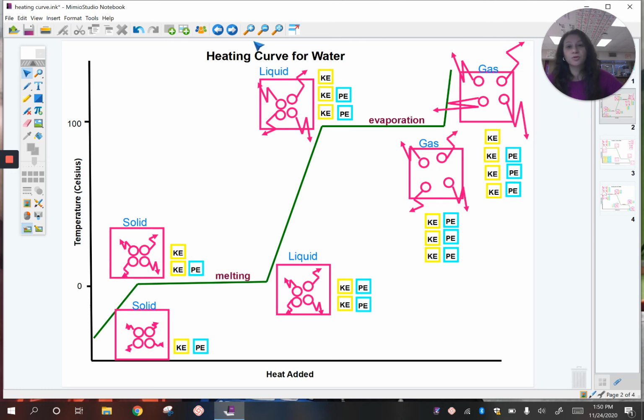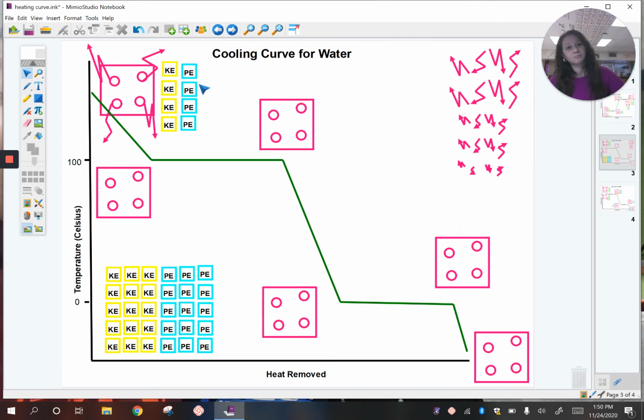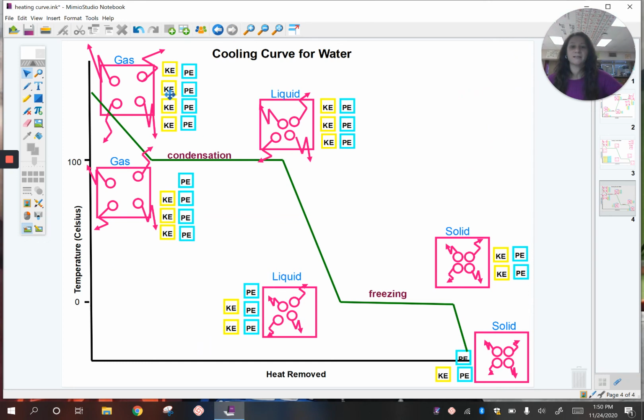I might ask you for each of these points, is it a solid, liquid, or gas, and so on. I could also ask you to do a cooling curve. So a cooling curve would look the same, except backwards. So you'd have very, very hot steam at above 100. You'd cool it down, so it'd go to gas at 100. Then it would condense to go to liquid at 100. Then the temperature would drop to get to liquid at 0. And then you would freeze to get to solid at 0, and then the temperature drops again to get to solid at below 0.